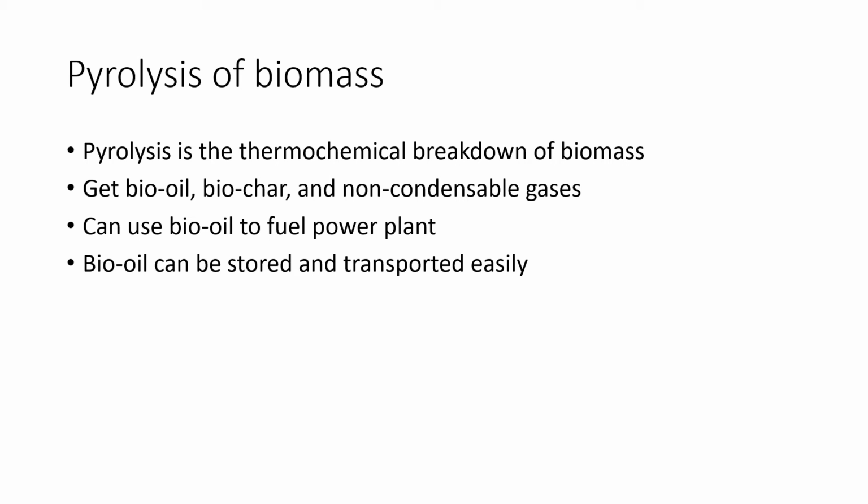Different ways that you can improve the way biomass is converted to electricity: one way is through the pyrolysis of biomass. Pyrolysis is the thermochemical breakdown of biomass into liquid, gas, and solid forms. And so you get bio-oil, biochar, and non-condensable gases. You can use this bio-oil to fuel the power plant. One of the advantages of using bio-oil is that it can be stored and transported easily.